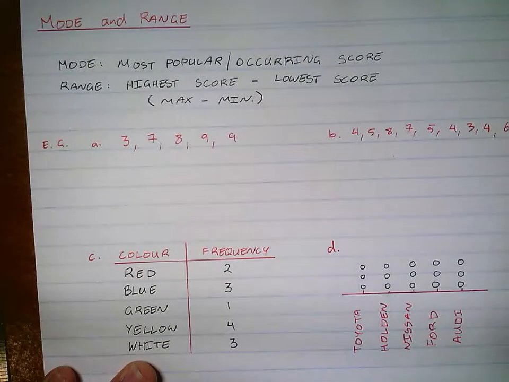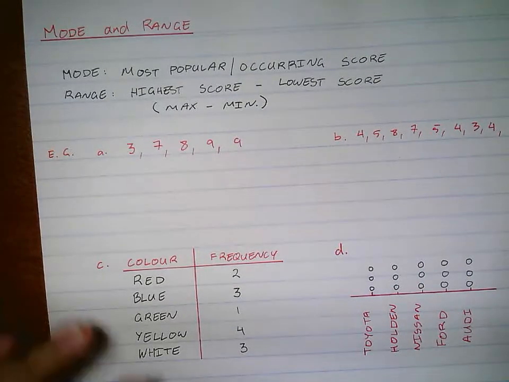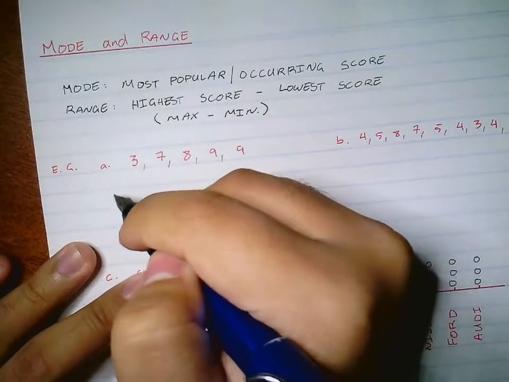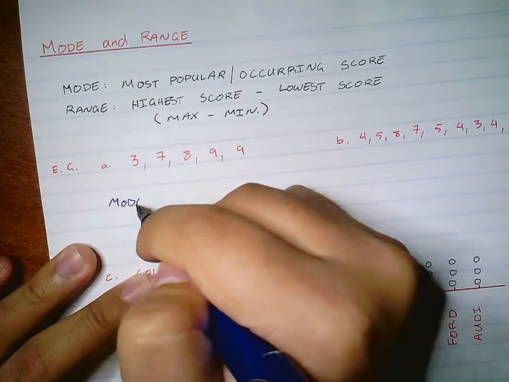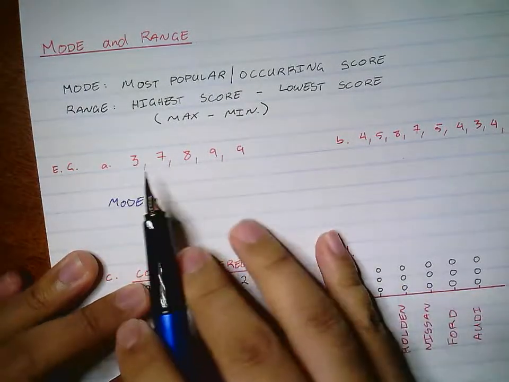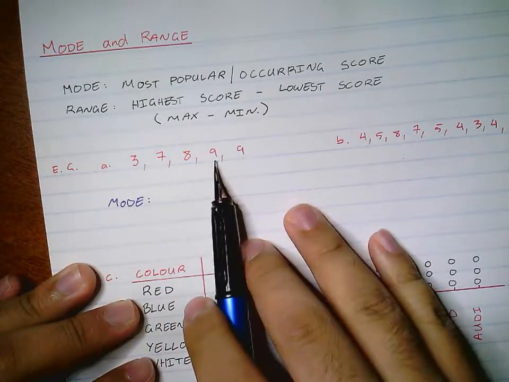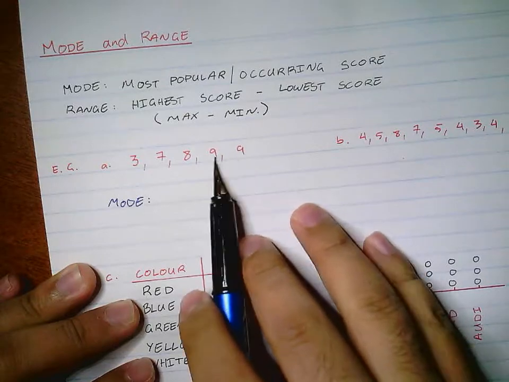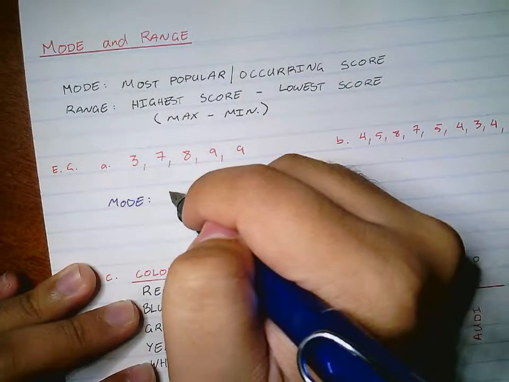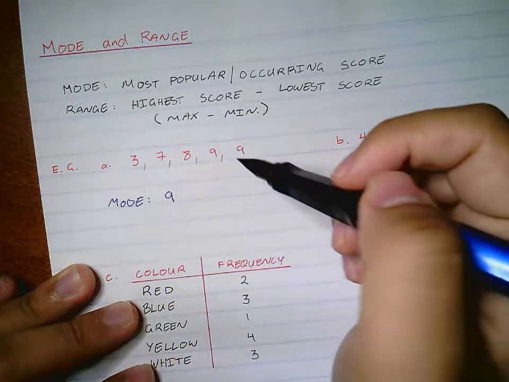Okay, so we'll calculate both now here. We'll calculate the mode. We can see the mode very clearly just by observing and seeing which one has the most. Well, 9 occurs twice, so the mode must be 9.